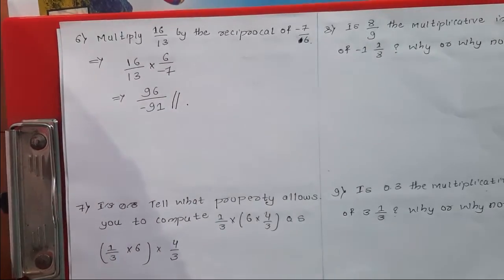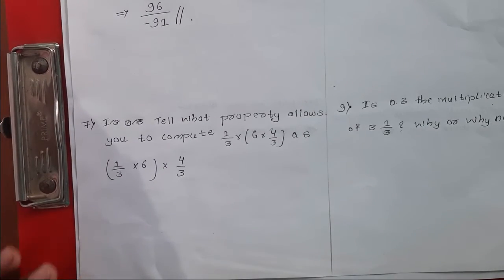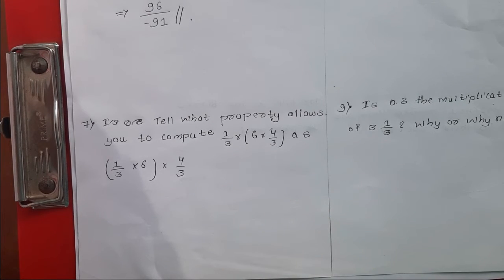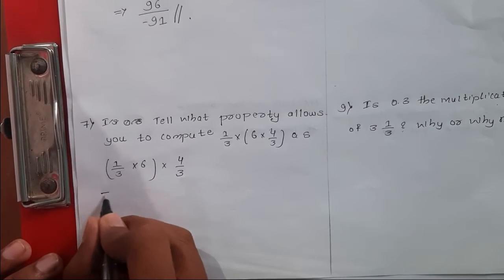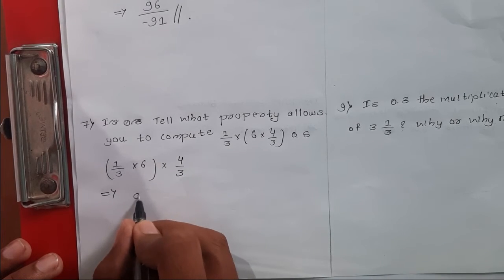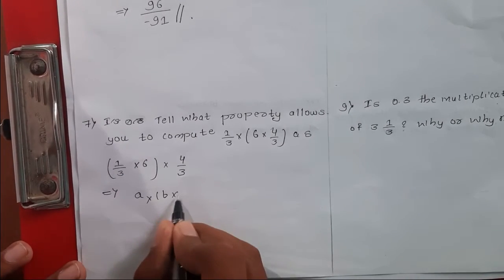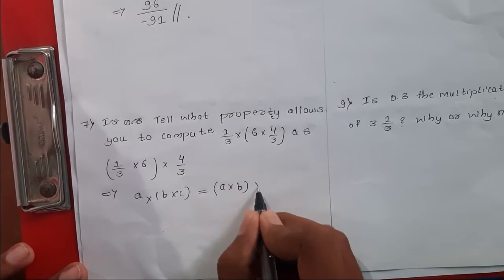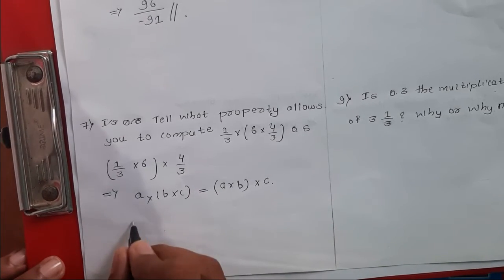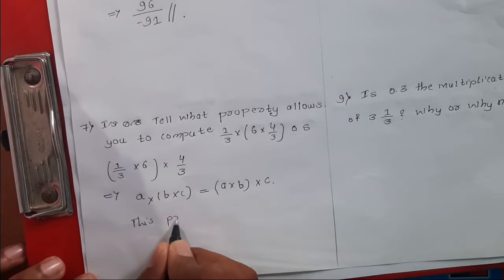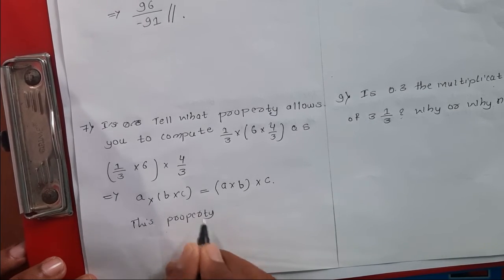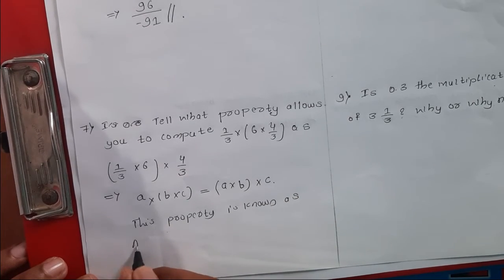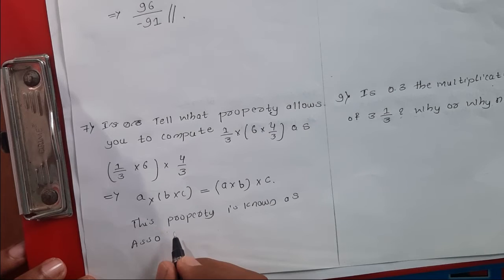The answer. Next, tell what property allows you to compute 1 by 3 into 6 into 4 by 3 as 1 by 3 into 6 into 4 by 3. They give a into b into c equal to a into b into c. This property is known as associativity.